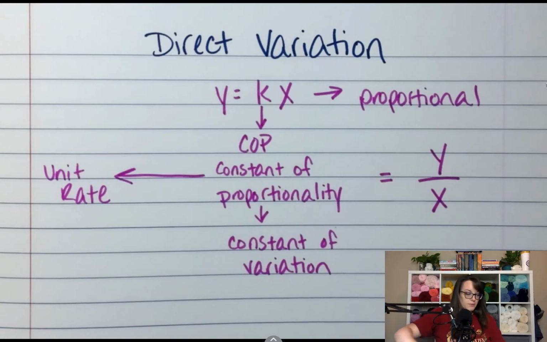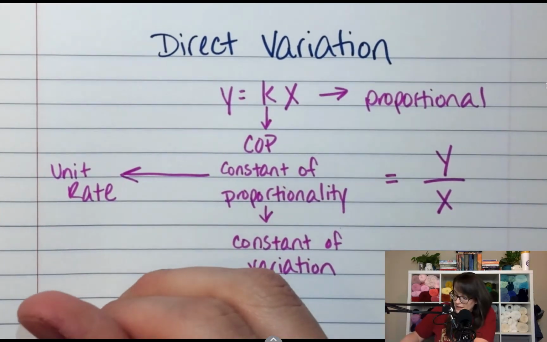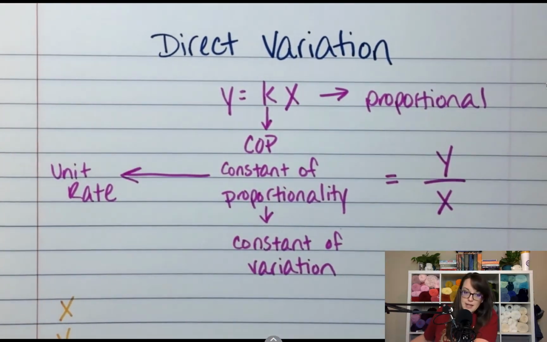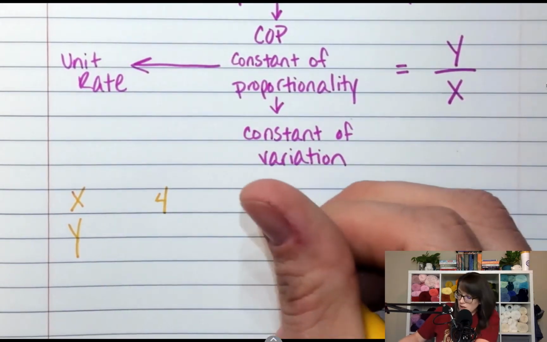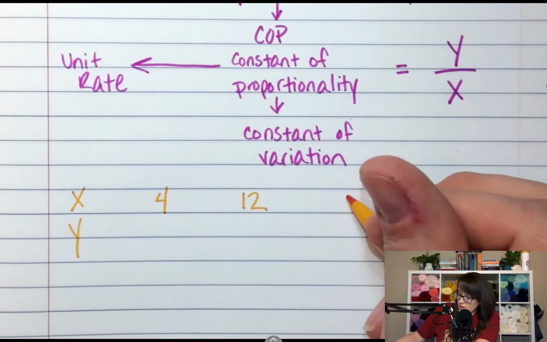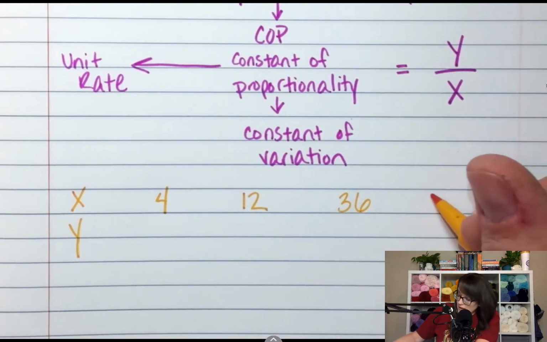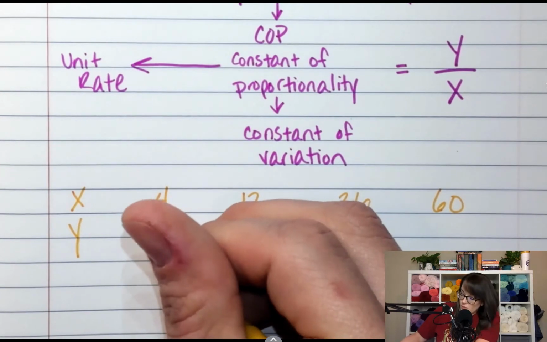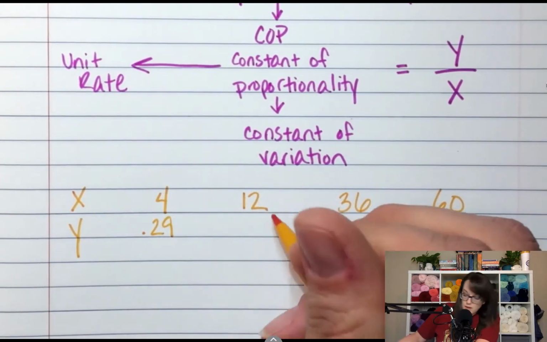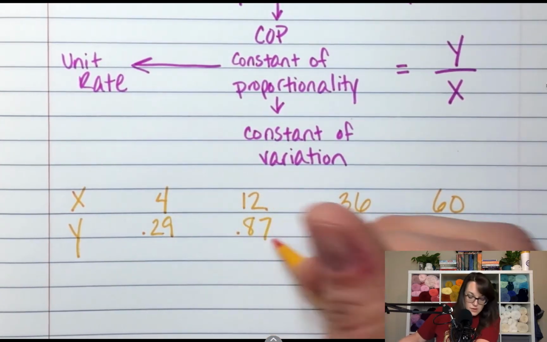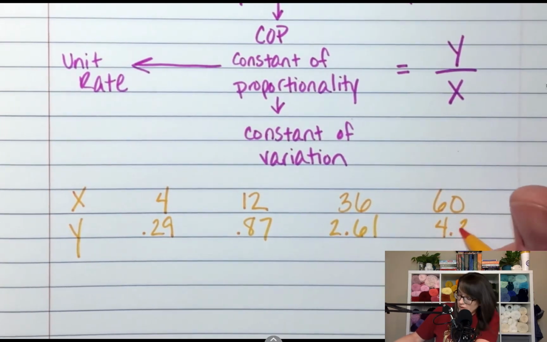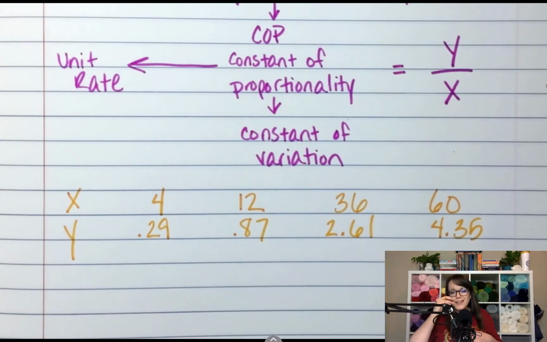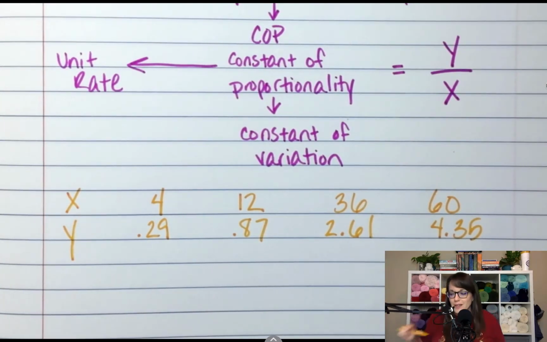So let's look at a table. If I have an x and y, and again, in a table, x is always on top. If I have 4, 12, 36, and 60, and then y's I've got 0.29, 0.87, 2.61, and 4.35. And you were thinking, oh, this is going to be easy because I know how to multiply. Now we've got some weird decimals. This is a little different.